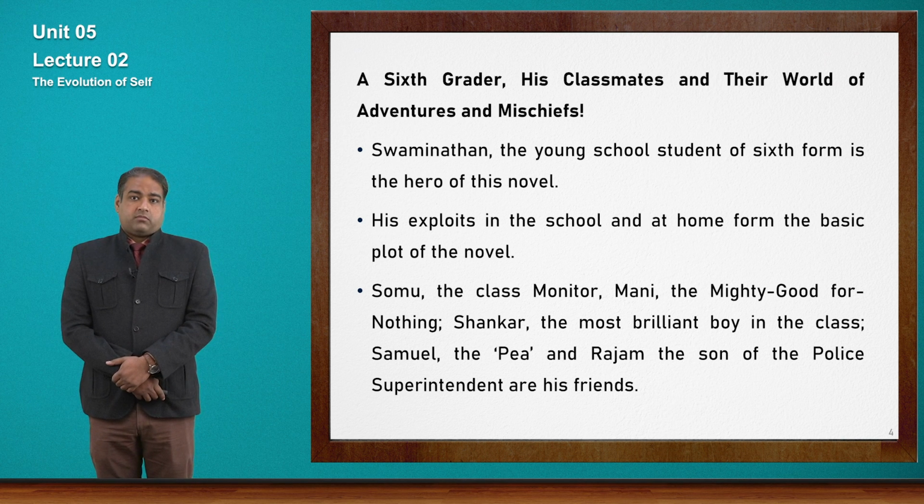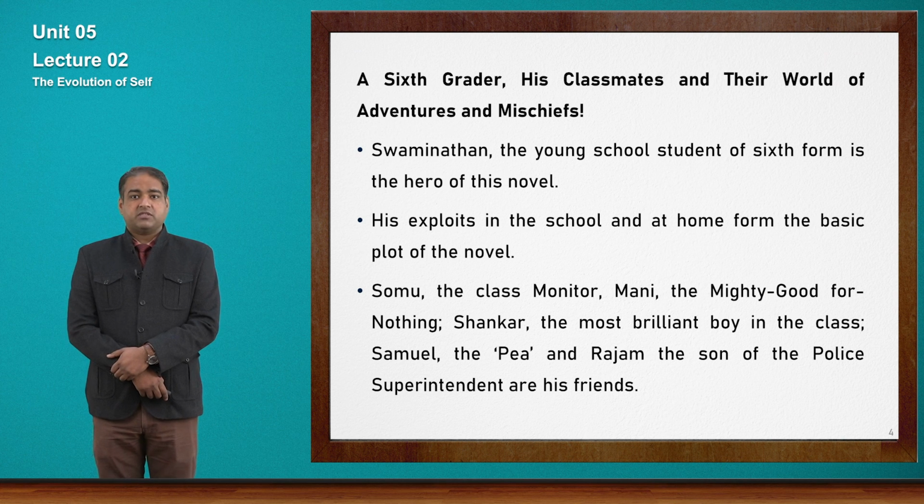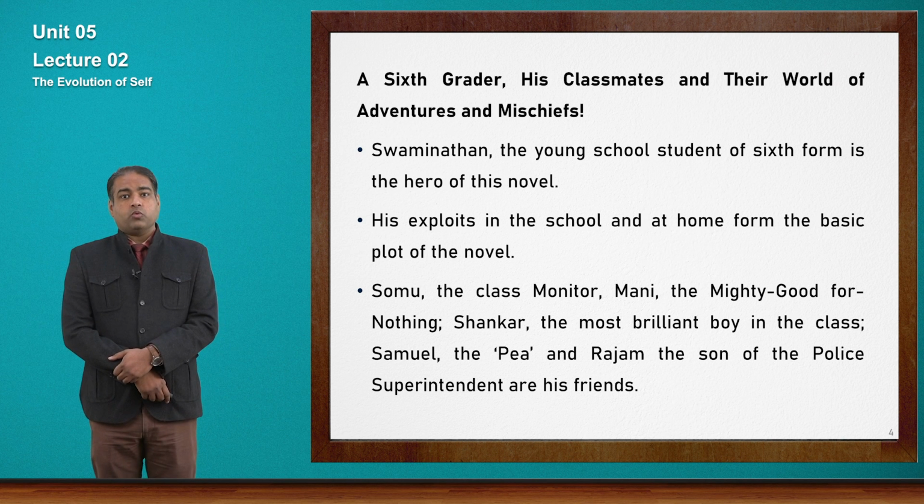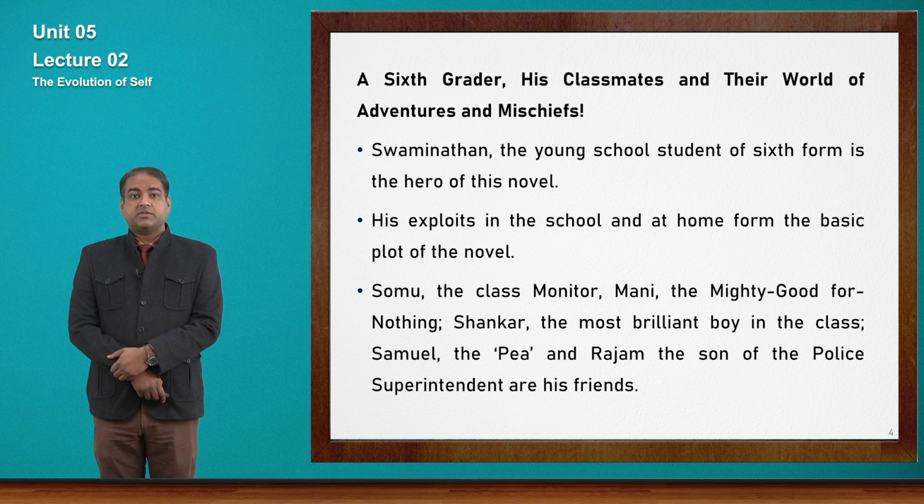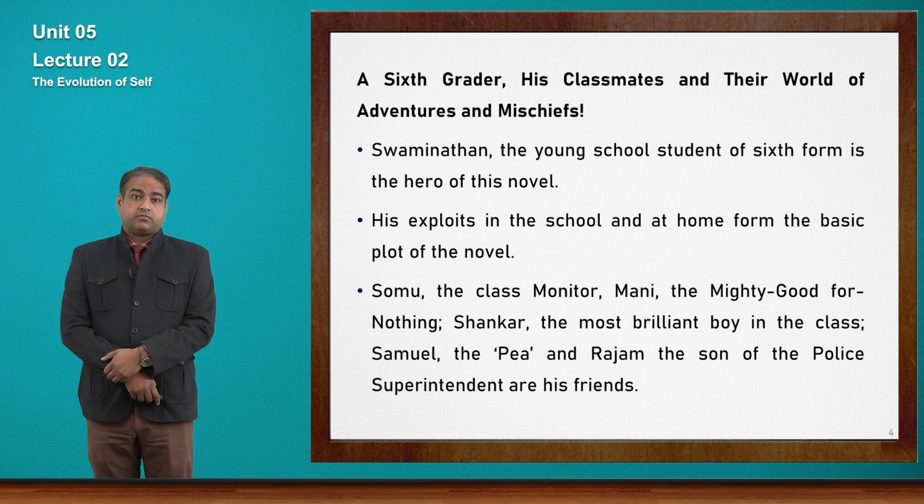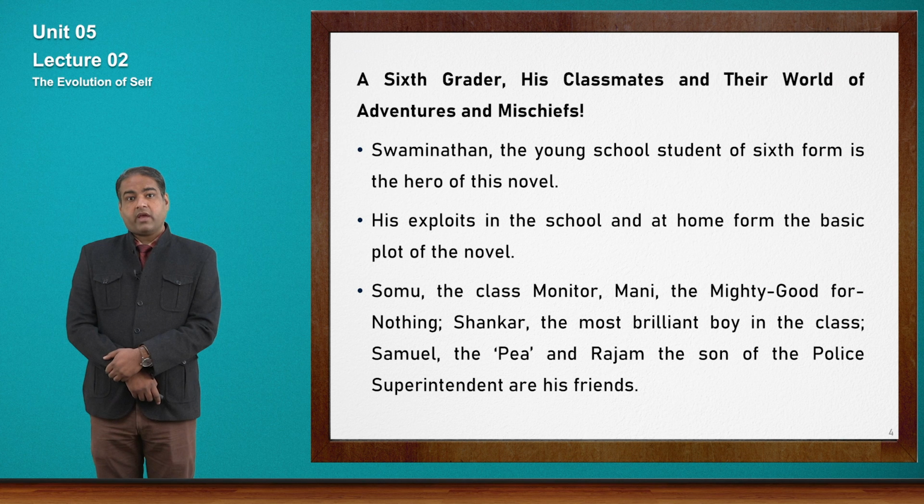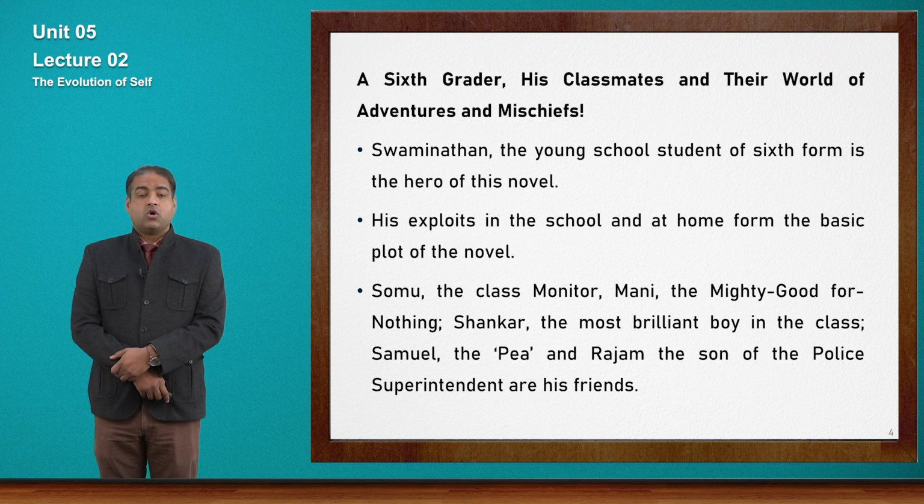"Somu, the class monitor; Mani, the mighty good for nothing." Mighty good for nothing means Mani is of no use. He was a useless person. Then we had another character, Somu, who was a class monitor. Class monitor means a very important personality in the class, a person who is directly associated with the teachers, who can complain about any student to the teacher directly. Then Shankar, the most brilliant boy in the class. Obviously we have one boy or one girl in the class who is always most intelligent. We have Shankar here. "Samuel, the Pea, and Rajam, the son of the police superintendent, are his friends."